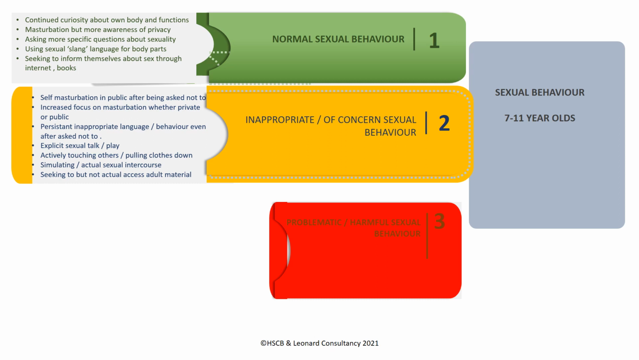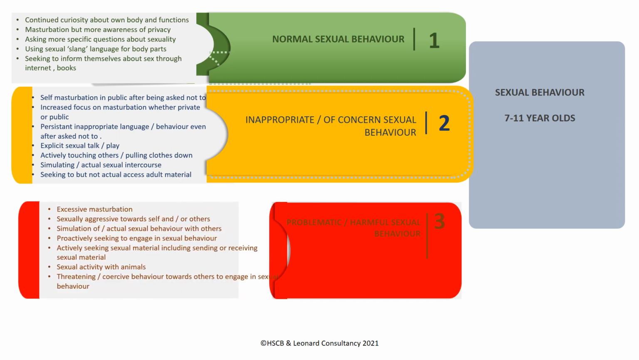And what I would be suggesting here at this stage is that's when I would be seeking to get a referral for some clear sex education with that young person to try to prevent before we move into stage 3. And stage 3 here is very much excessive masturbation, being sexually aggressive towards themselves or others, simulation of the actual sexual behavior towards others, but in a much more aggressive and proactive way. Looking to seek out sexual material, maybe through the sending and receiving of sexual material through technology, maybe accessing adult pornography, taking imagery of themselves and sending that to another young person, maybe blackmailing a young person to send them some material through their phone, through the use of technology.